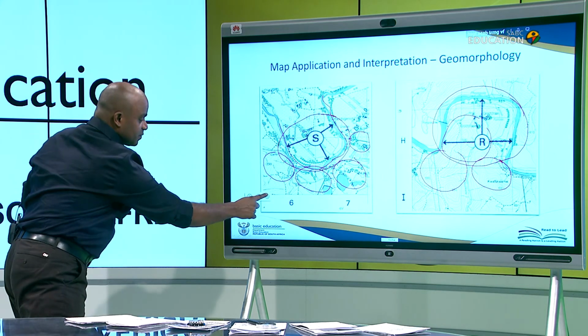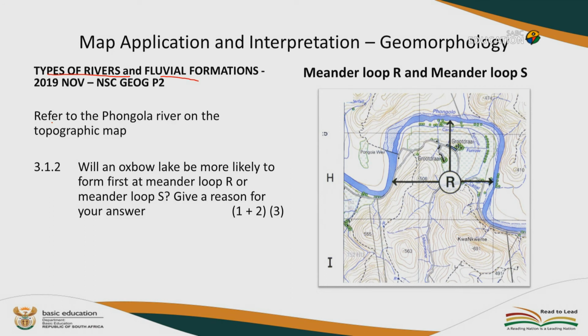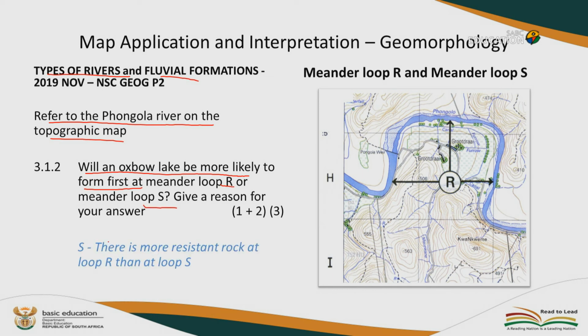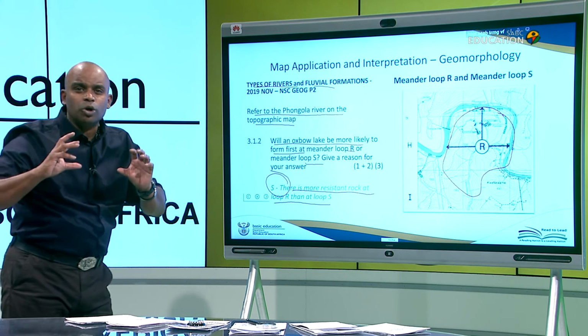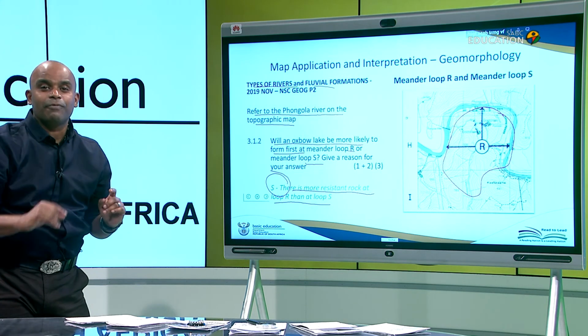The question reads as follows. Types of rivers and fluvial formations. Refer to the Pongola River on the topographical map. Will an oxbow lake more likely form first at meander loop R or meander loop S? Give a reason for your answer. And obviously at meander loop S, there is less resistant rock than at meander loop R. Look at the resistant rock at meander loop R. This simply means that there is more erosion taking place over a longer period of time. And this erosion means that the meander loop will take much longer to straighten and form an oxbow lake.